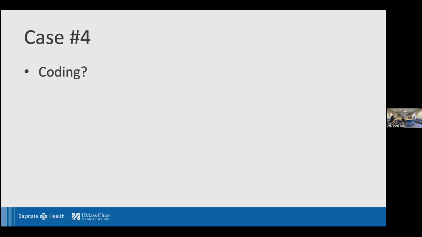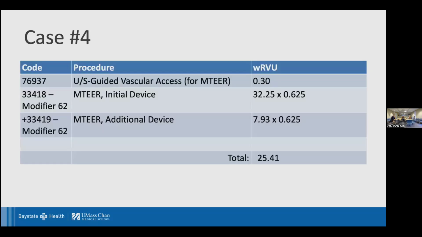Okay, I'm going to jump back into this MitraClip case. So ultrasound guidance for vascular access, right? This is not a coronary case, or there's a non-coronary procedure being performed, so you can bill 76937 and get 0.3 RVUs for your ultrasound-guided access.